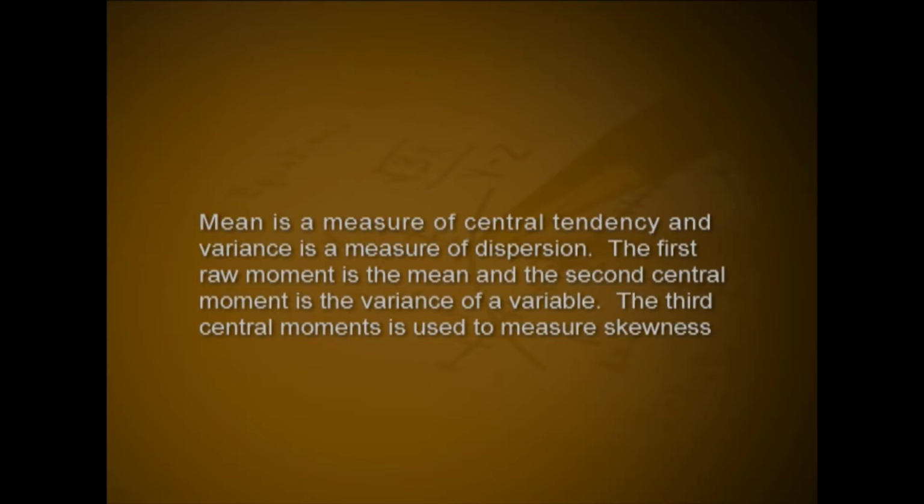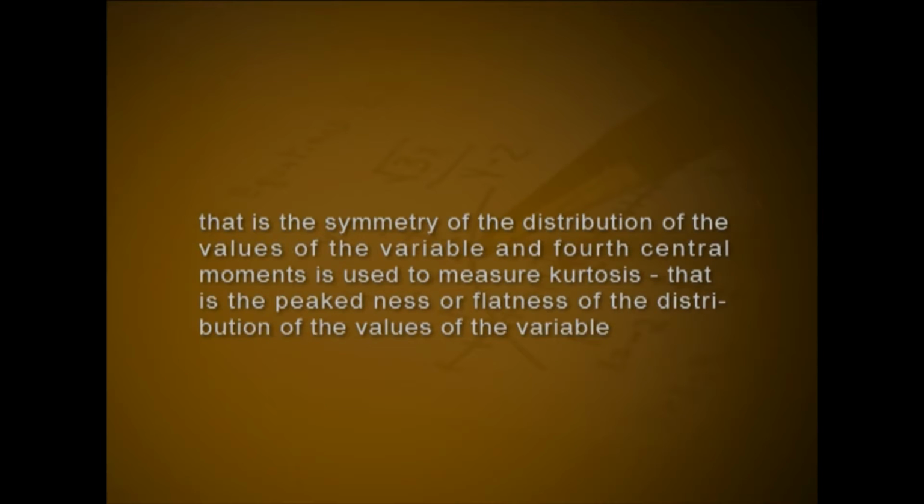Central tendency, dispersion, skewness, and kurtosis are the four fundamental characteristics of the distribution of the values of a random variable. Mean is a measure of central tendency and variance is a measure of dispersion. The first raw moment is the mean and the second central moment is the variance of a variable. The third central moment is used to measure skewness, that is the symmetry of the distribution of the values of the variable, and the fourth central moment is used to measure kurtosis, that is the peakedness or flatness of the distribution of the values of the variable.